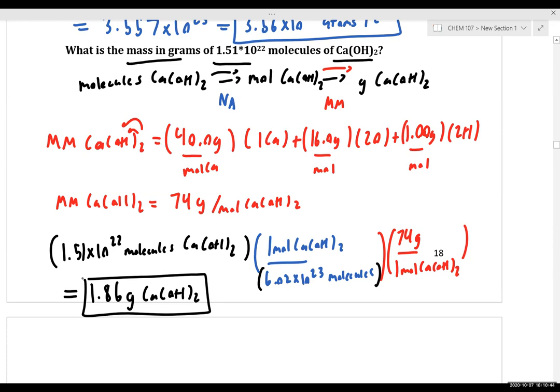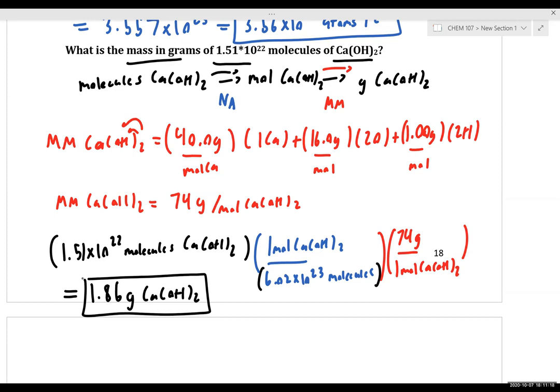Does this question make sense to everyone? So we started off from molecules. We went from molecules to moles using Avogadro's number, more specifically by dividing by Avogadro's number. Then we went from moles to grams by multiplying by the molar mass. Does this problem-solving process make sense to everyone so far?